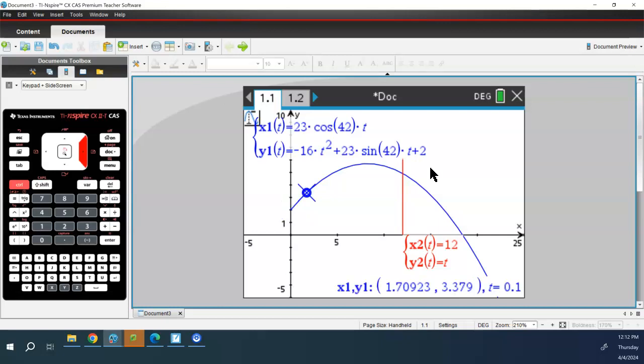1/10 of a second in, we're there. 2/10, it's there. 3/10, 4/10, 5/10, 6/10, 7/10. We're basically where we're hitting the person after about a little bit more than half of a second. 8/10 of a second is here is our position. Okay?